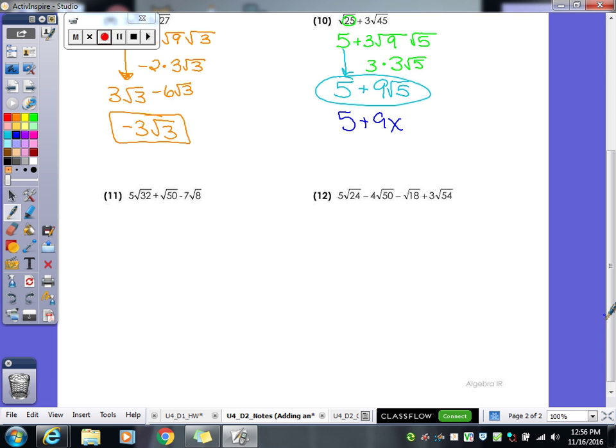All right, now these last 2, they look like a lot. But if you just go through each radical, simplify them, and then you'll be able to add at the end. So let's start with our 5 radical 32. 32 has more than one perfect square that goes into it. So remember, we have to find the largest one. What's our largest perfect square that'll go into 32?